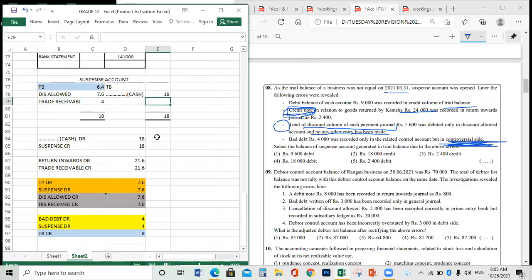Just go through it, guys. See whether we made a mistake there. Let's go through it and see if we have done any mistake. Debit balance of the cash 9,000 was recorded in the credit column of the trial. Okay, we'll check the last one. I think the last one is the problem here. Bad debt 4,000 was recorded only in the related control account, but on the opposite side. Yeah, controversial means opposite. Wait a minute.